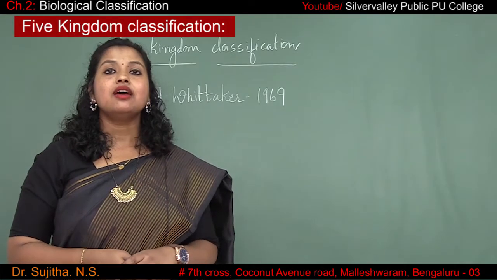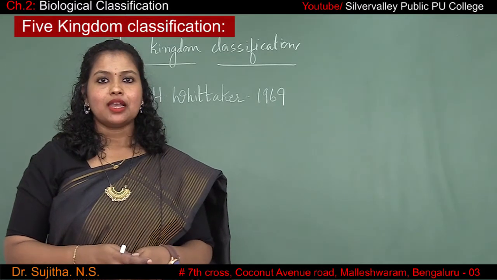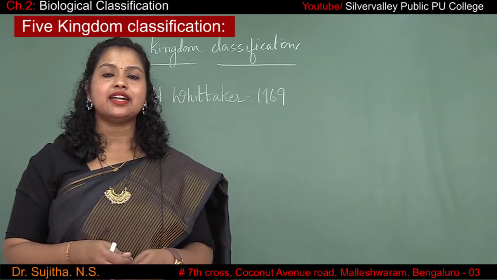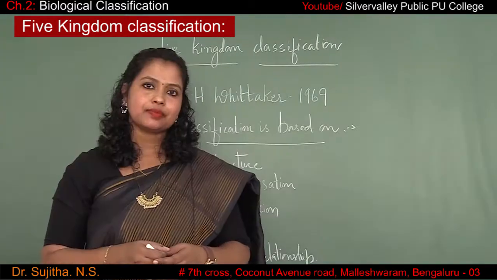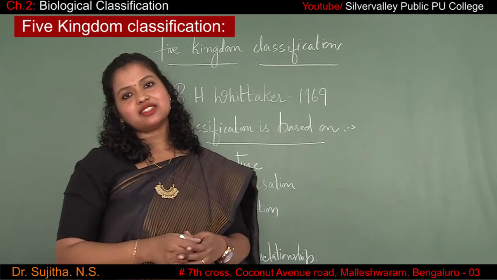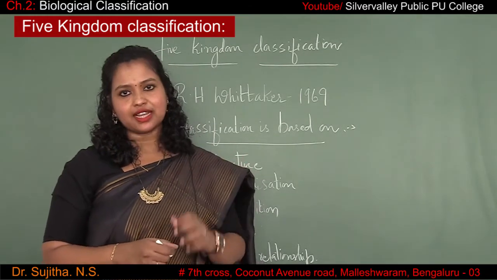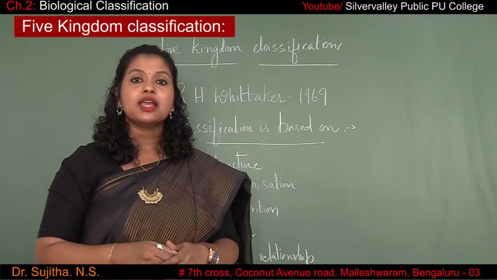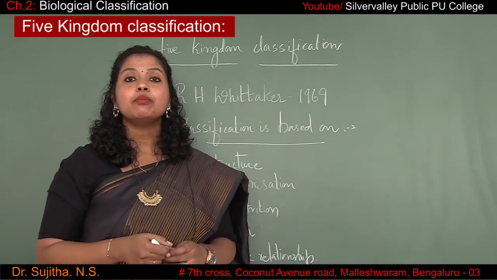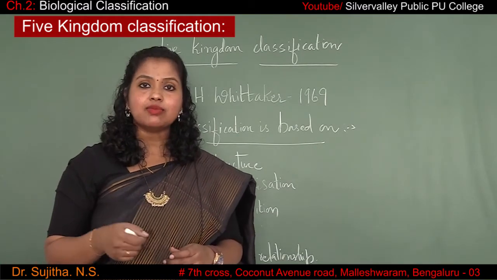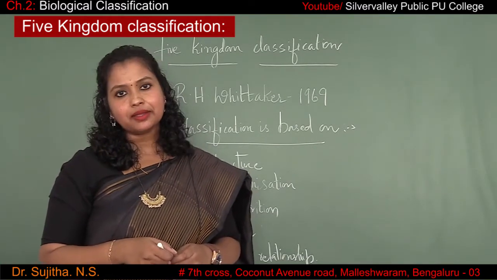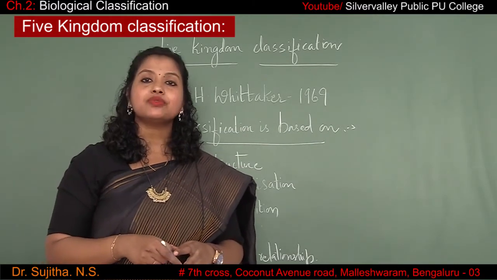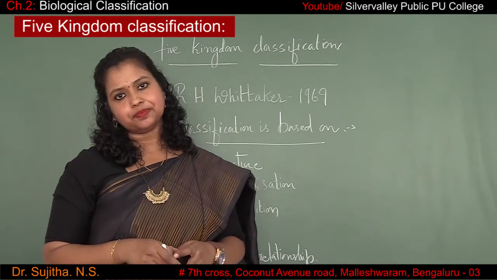The next one is the 5-kingdom classification. The 5-kingdom classification was proposed by R.H. Whittaker in the year 1969. And this 5-kingdom classification includes 5 kingdoms. The first kingdom is kingdom Monera. The second kingdom is kingdom Protista. The third one is kingdom Fungi. The fourth one is kingdom Plantae, and the fifth one is kingdom Animalia.